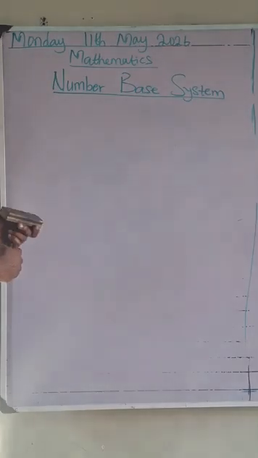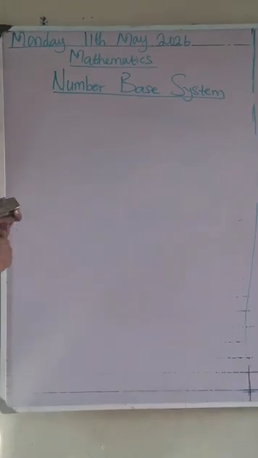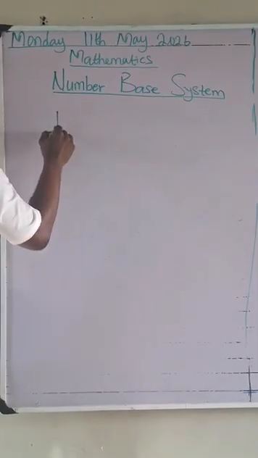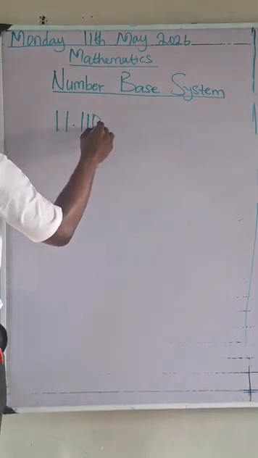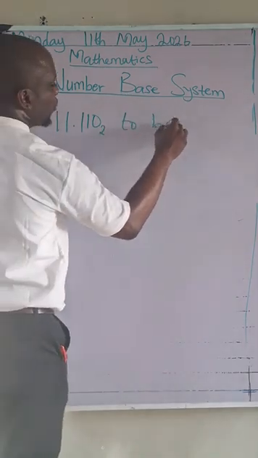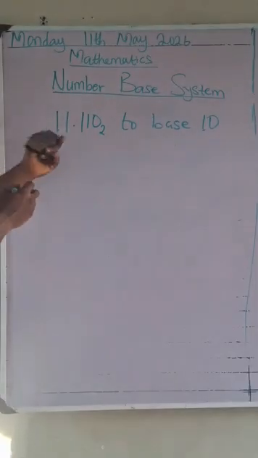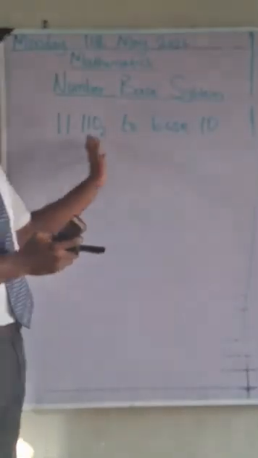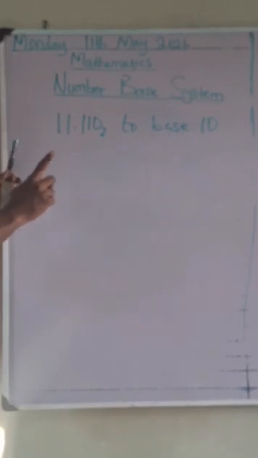The last thing I'm going to show you today is working with a number that has a decimal point. So if you have, let's see, 1.110 base 2 to base 10. Now when you have this, what do you do? This is the number in base 2, right? That is binary. Convert this to base 10. So what do you do? You still do the expansion. Use expansion notation, please. In this instance, use expansion notation.